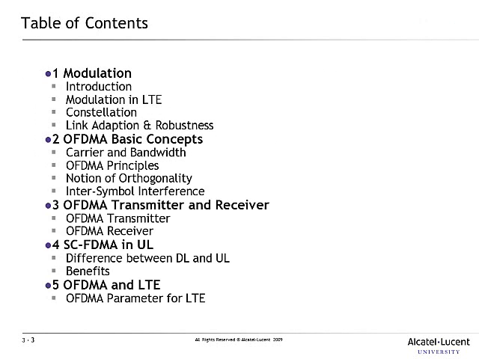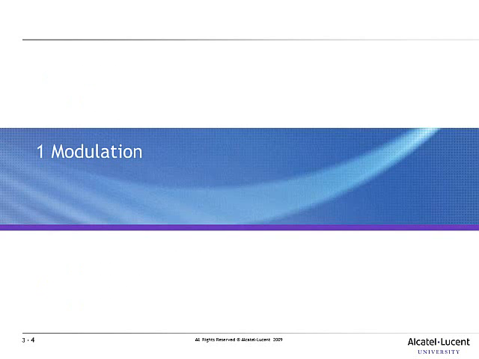So we have 5 sections to cover. We start off by modulation, then we look at OFDMA basic concepts, then we look at the OFDMA transmitter and receiver, and then we look at single carrier FDMA in uplink and OFDMA and LTE. Again, as I've said before, modulation. So the first topic we're going to look at is modulation.